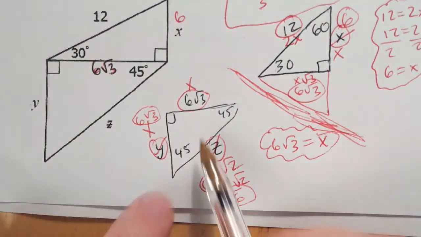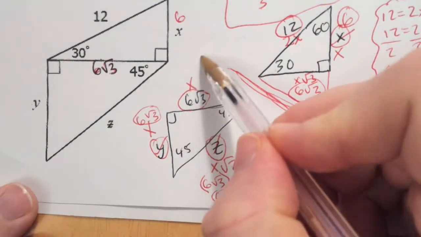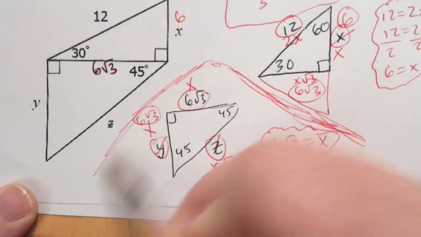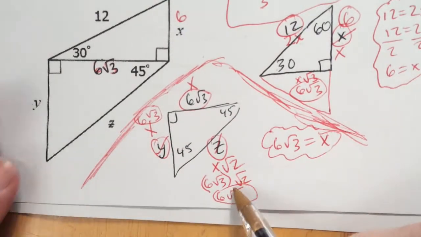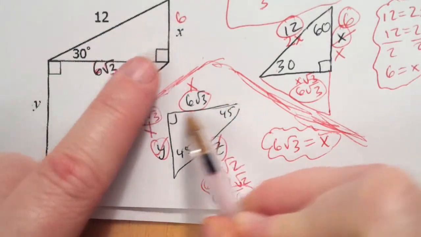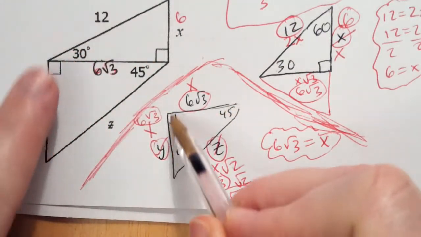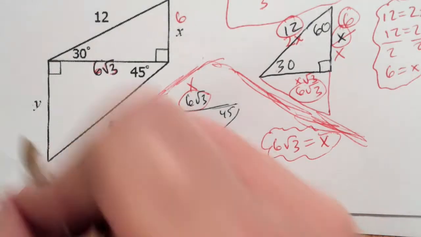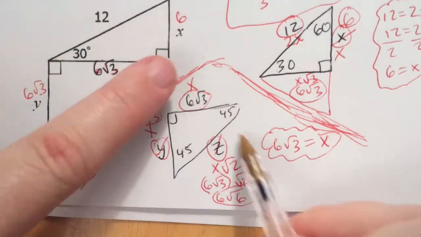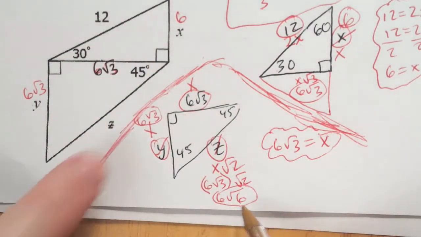All right, so now take that and put it back into the original picture. Okay, so back in the original picture, this side right here was 6 radical 3. Got that? This side right here is 6 radical 3 as well. And this side right here, we said was 6 radical 6.